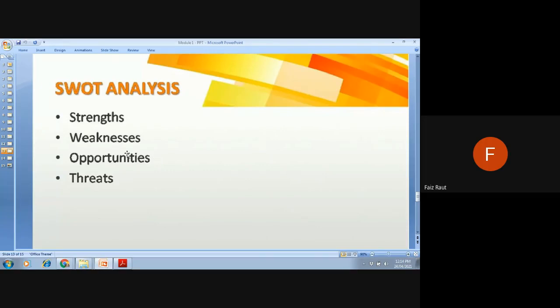If they see that acquiring a company will give a huge opportunity, then they will go and acquire it. Also, if there are good strengths in the company, good managers, good assets, then I'll acquire it. And I'll check the weaknesses. If these weaknesses can be overcome after the acquisition, then there will be no problem.